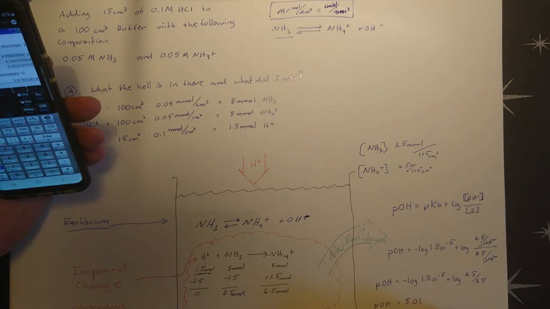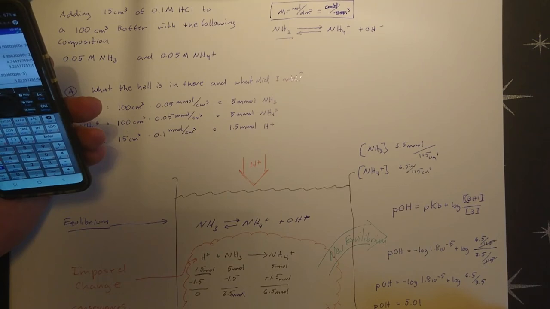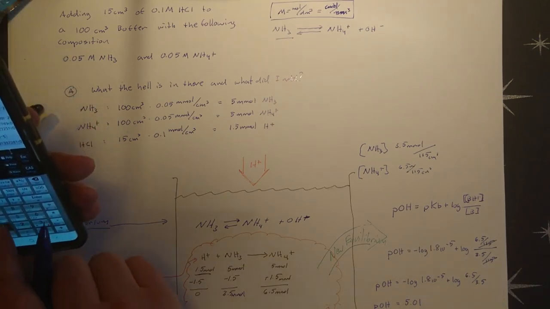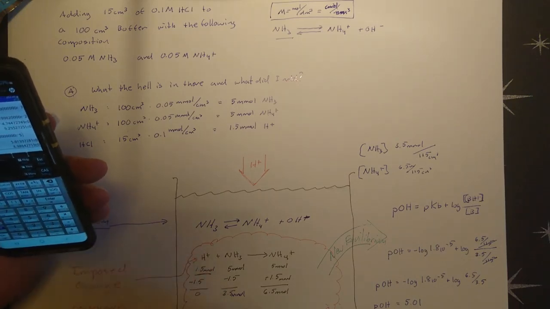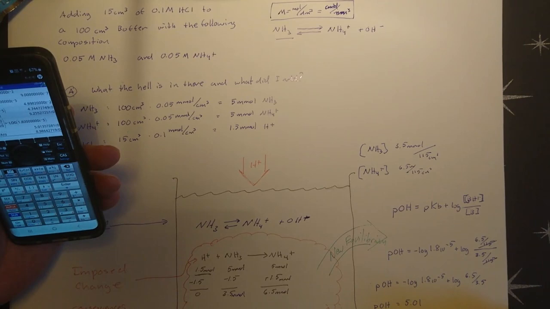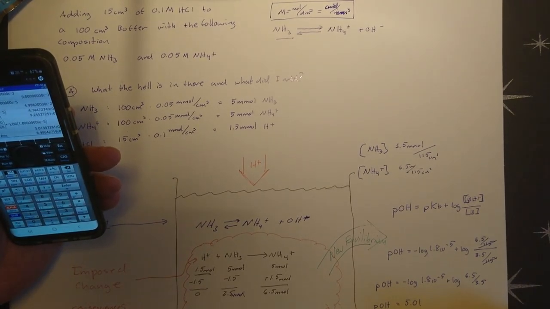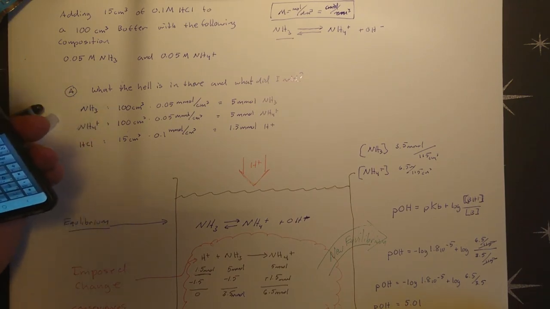Which means then that if you want to find the pH, you need to take 14 minus 5.01, which will equal the pH, which gives you 8.98 or 8.9, which is essentially the change for this pH.